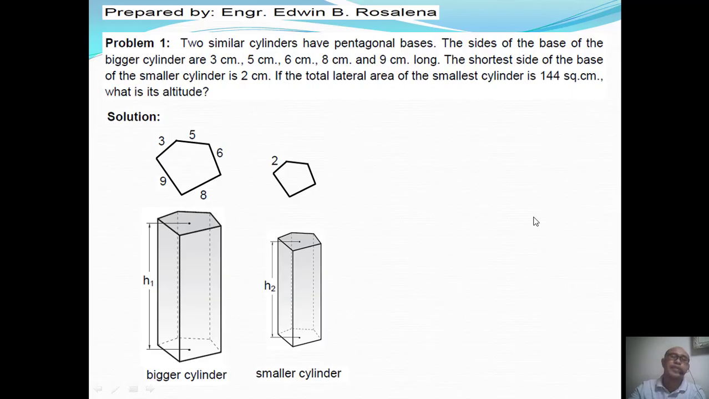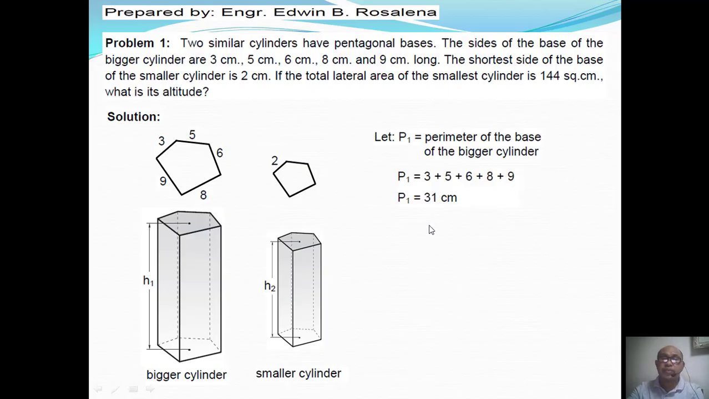H2, okay? So I will consider first the first cylinder. I will let P1 equal the perimeter of the base. So P1 is equal to 3 plus 5 plus 6 plus 8 plus 9. So P1 is 31.